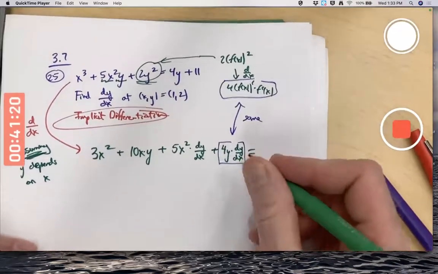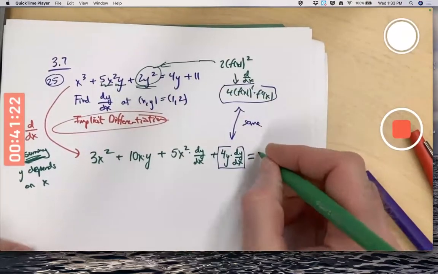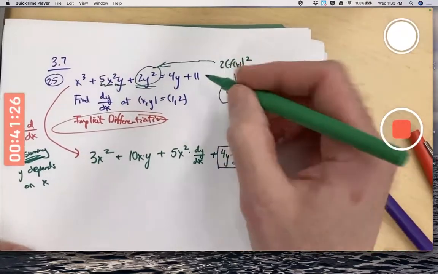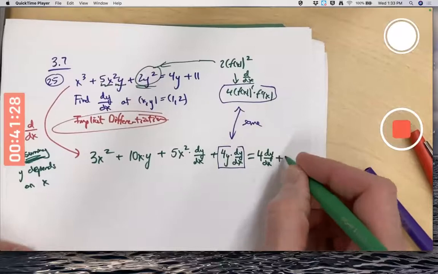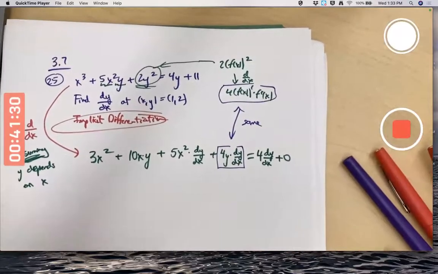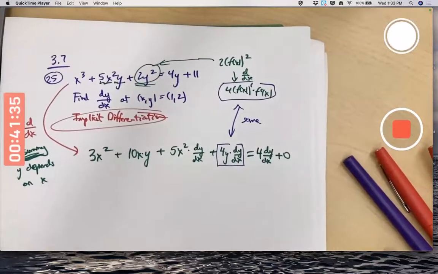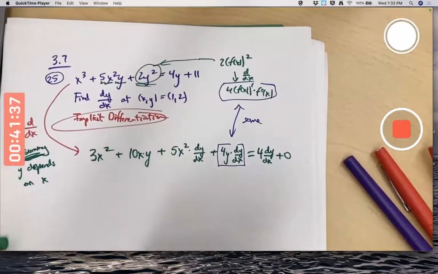What about the right-hand side? Derivative of 4y with respect to x is 4 times dy/dx. Derivative of 11, well, 11 really is a constant. That derivative is 0. What do I do with this? Solve for dy/dx. That's what I'm trying to do.